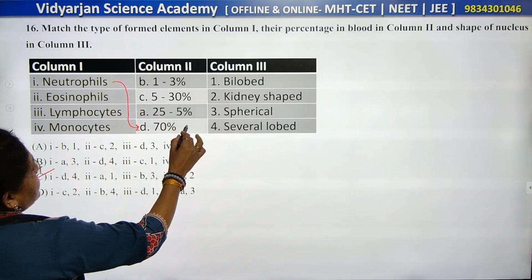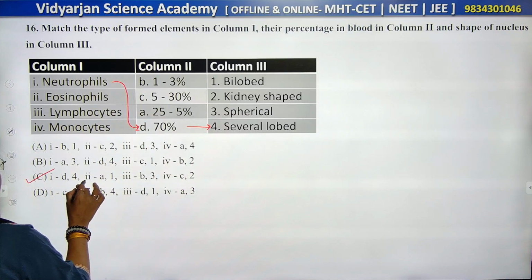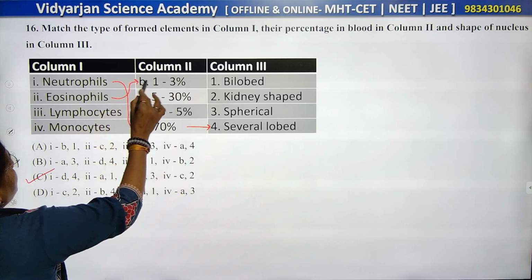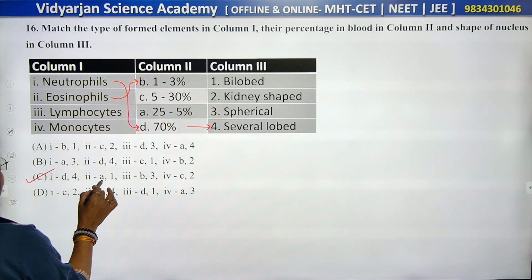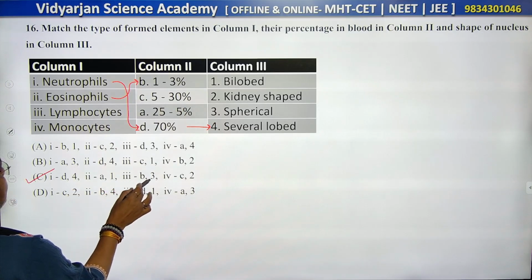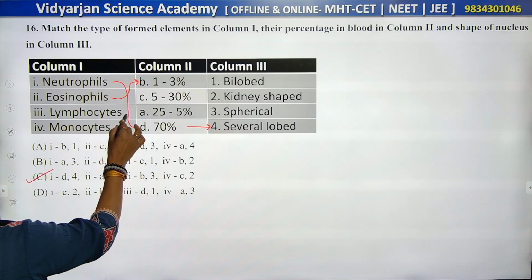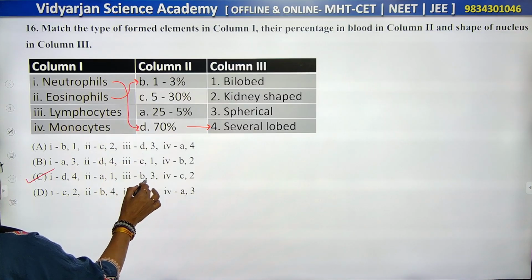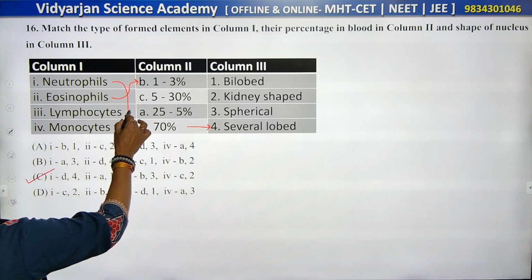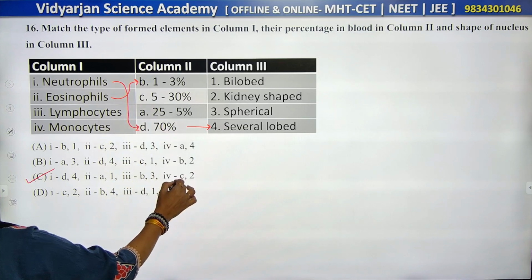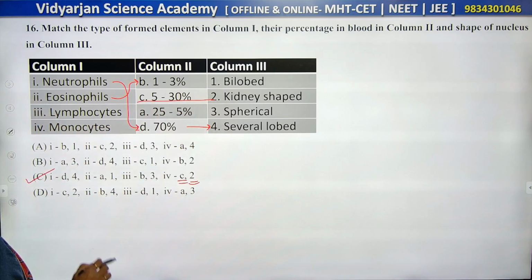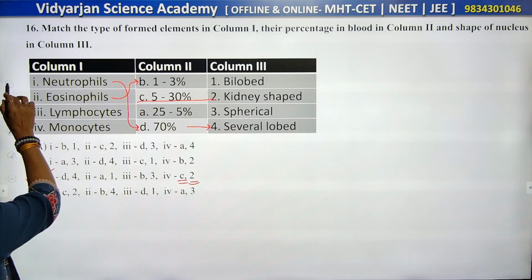They have several lobes here. Then number 2 is A. A is 1 to 3%, so it is bilobed. Then we have lymphocytes. And the third one is B, and monocytes are C and 2. So you should note this answer very perfectly.